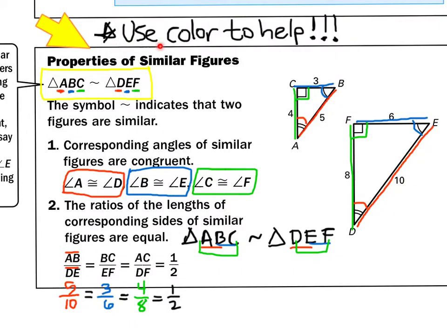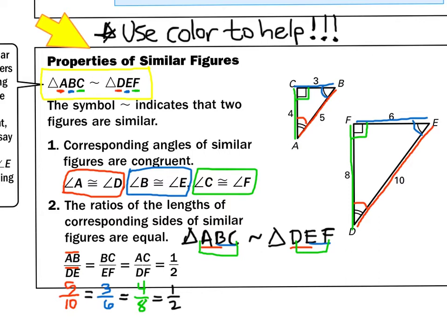Okay, so you definitely need to use colors to help you see what I'm going to show you. All right, with my yellow, here's what I'm talking about. They will give us given information. So this is saying that triangle ABC, the smaller one, is similar to triangle DEF, the bigger one. All right? And the symbol, that little wave, indicates that two figures are similar. So the first thing they want us to do is find the corresponding angles. We're going to match up the angles.